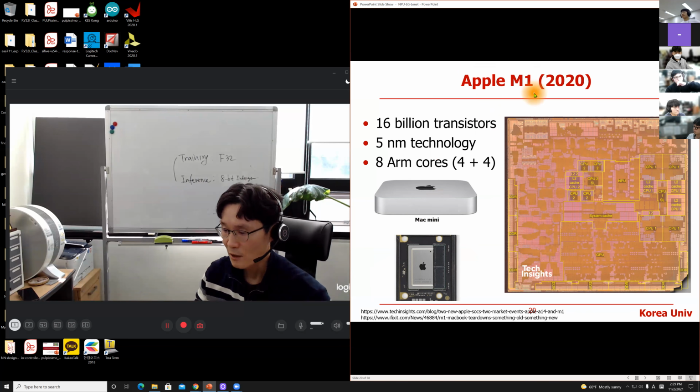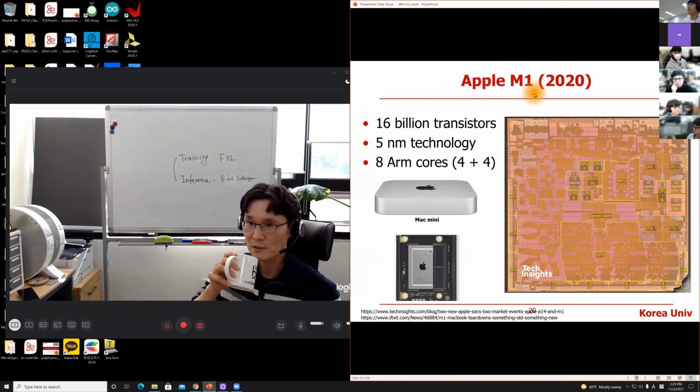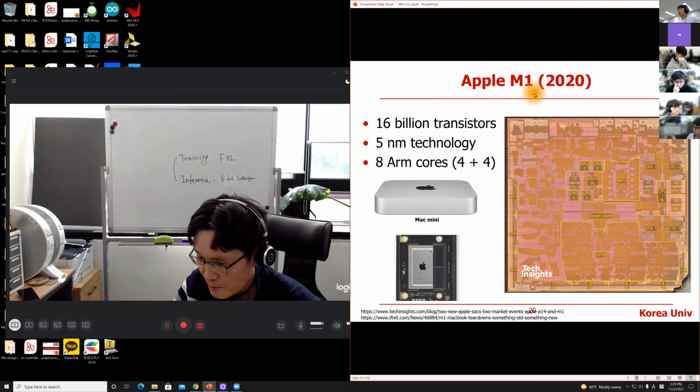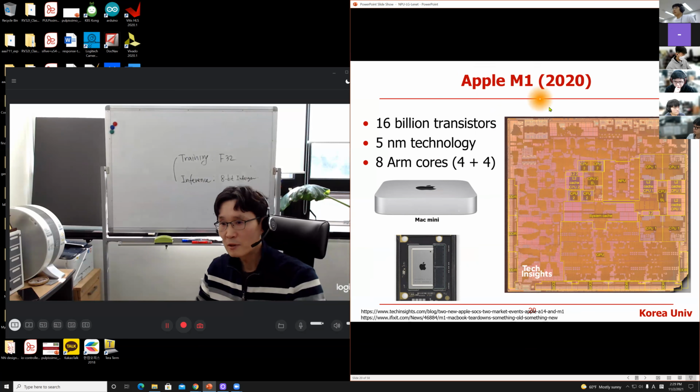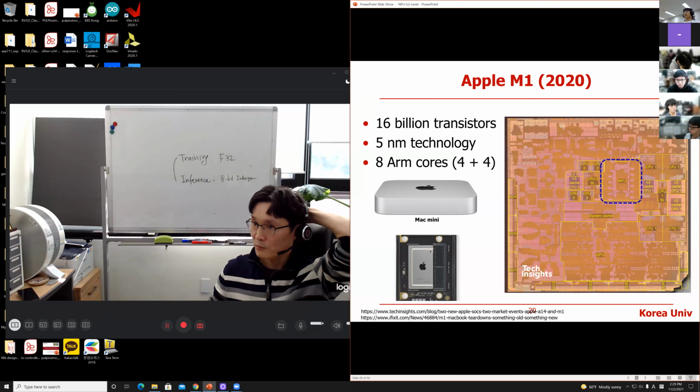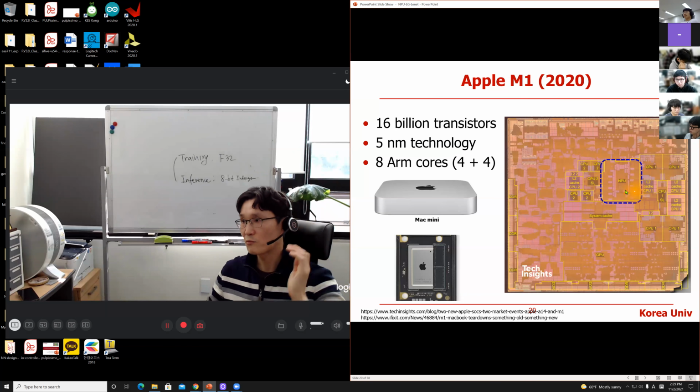So that is an Apple-designed application processor. And Apple is using the ARM instruction set. Those are ARM CPUs, Apple's in-house, homegrown CPUs. And one special thing about Apple M1 is it has a neural processing unit, NPU, for DNN processing.